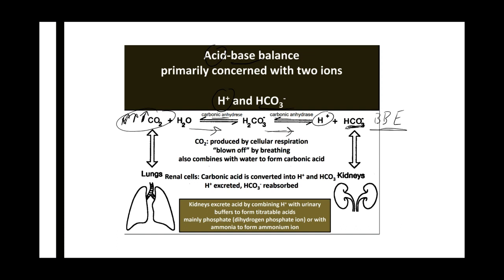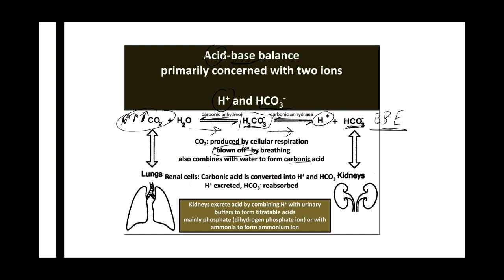Okay, so CO2 is produced by cellular respiration. Remember external respiration and internal respiration. In internal respiration, the tissues receive oxygen and in response give CO2 to the bloodstream. It's then taken on the venous side back to the heart and then to the lungs, where it's blown off by breathing, exhaled. In addition, CO2 can combine with water to form carbonic acid.